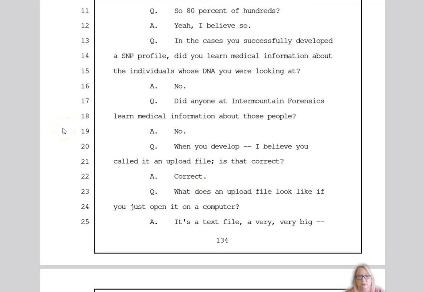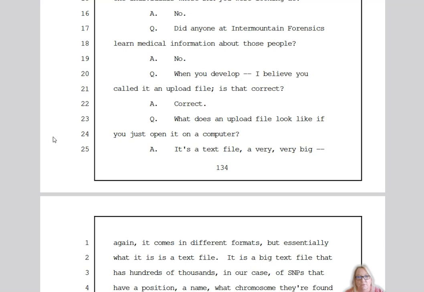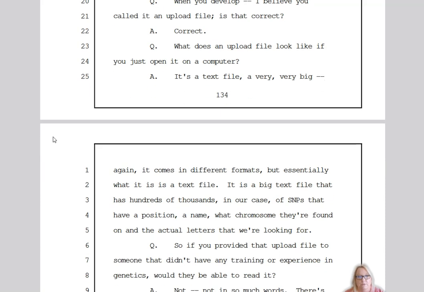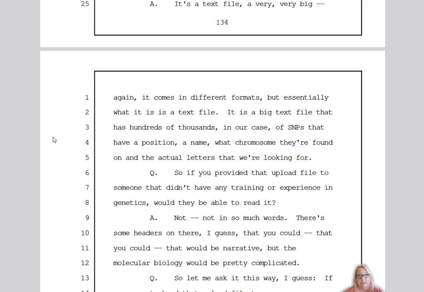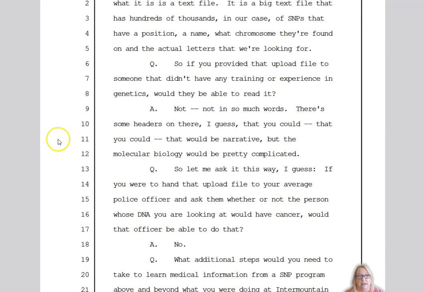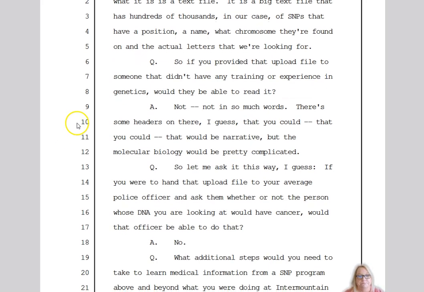In the cases where you successfully developed a SNP profile, did you learn medical information about the individuals whose DNA you were looking at? No. Did anyone at Intermountain Forensics learn medical information about those people? No. When you develop, I believe you called it an upload profile, is that correct? Yes. What does it look like if you just open it on a computer? It's a text file, a very, very big text file. Again, it comes in different formats, but essentially it's a text file that has hundreds of thousands, in our case, of SNPs, that have a position, a name, what chromosome they're found on, and the actual letters of what we're looking for.